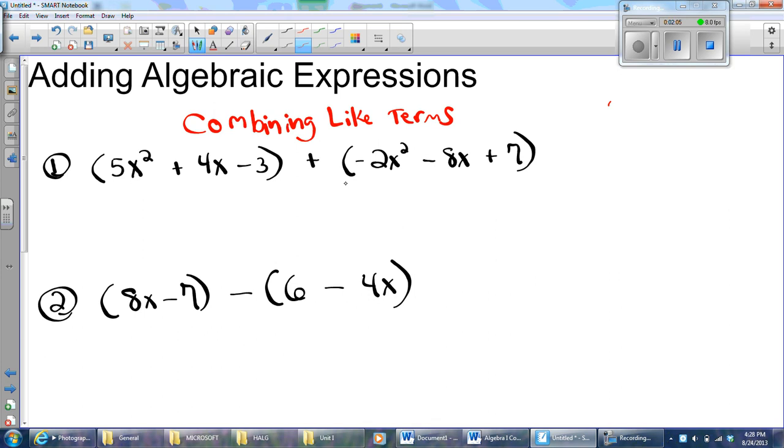So let's go here. I don't see any distribution that needs to take place in this problem. So all I'm going to do is highlight my like terms. I've got 5x squared and negative 2x squared. I also have positive 4x and a negative 8x. And then I have a negative 3 and a positive 7.